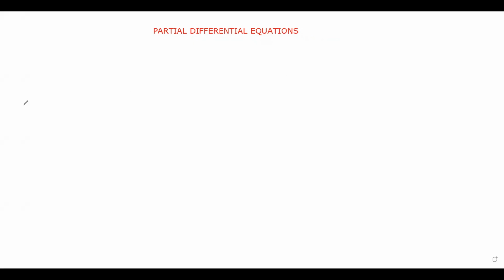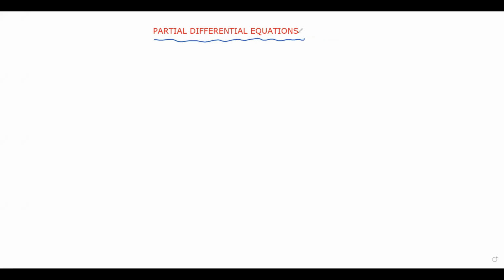Today we'll be talking about partial differential equations. In this series on the numerical solutions of ODEs, we have discussed ordinary differential equations. So today let's talk about partial differential equations. Now, what are partial differential equations and what is the difference between ordinary differential equations and partial differential equations?